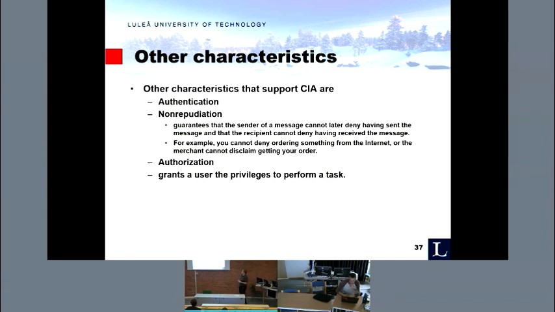Reading here: it guarantees that the sender of a message cannot later deny having sent the message, and the recipient cannot deny having received the message. Then, of course, authorization, being able to grant user privileges to perform certain tasks.